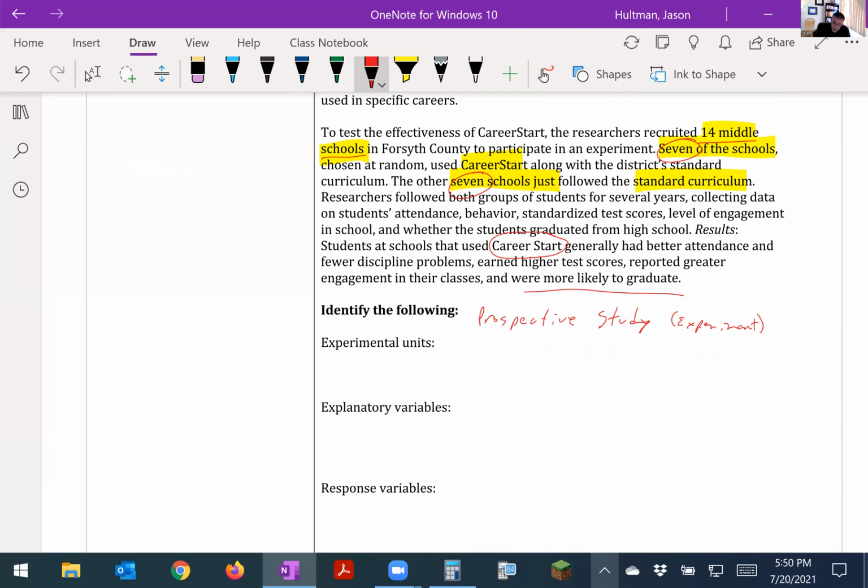Okay, so the experimental units are who is getting experimented on. Who is getting experimented on? Okay, and in this case, it was the students attending the 14 middle schools.